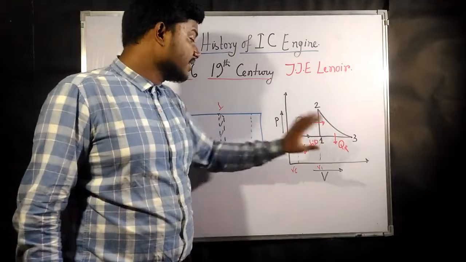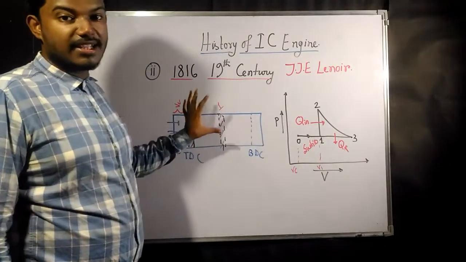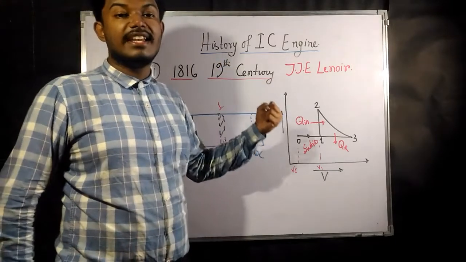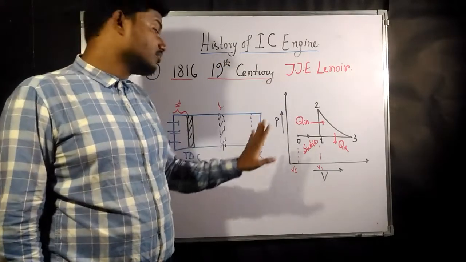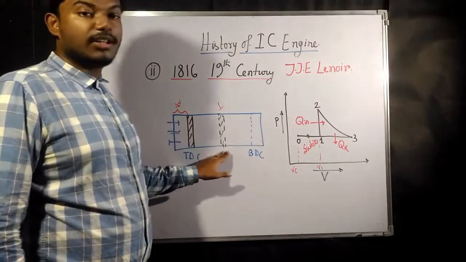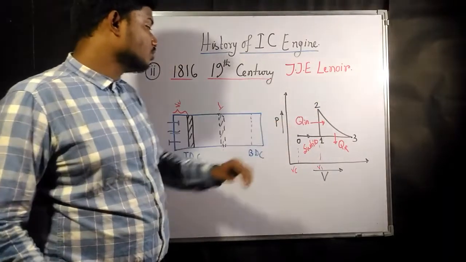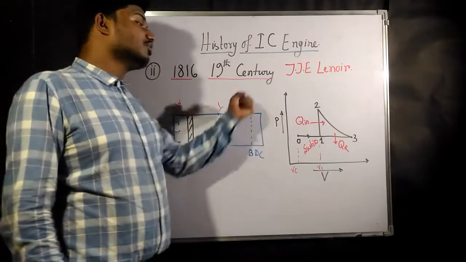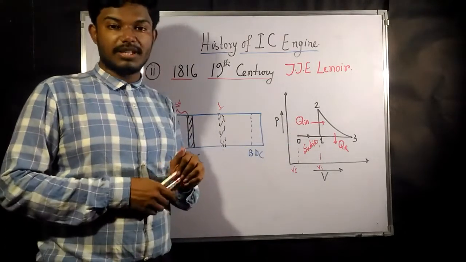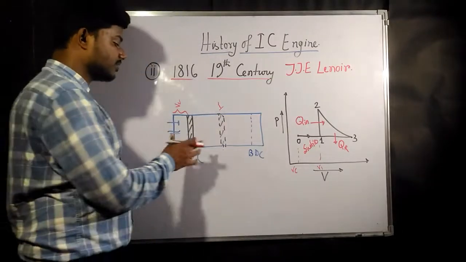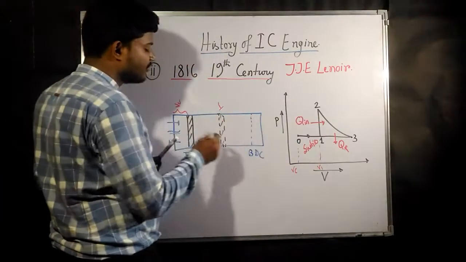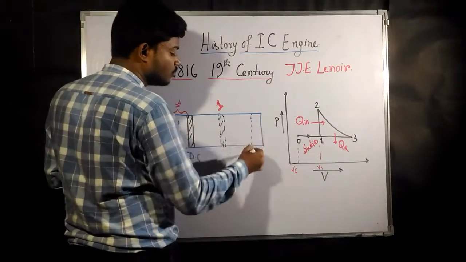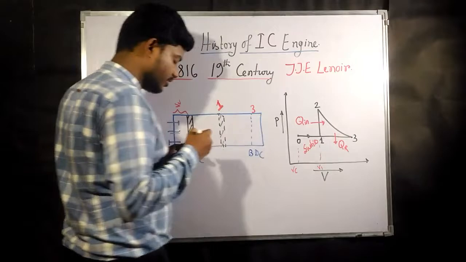Then after that, without any compression, they used to ignite this air fuel mixture, keeping the volume constant. That means from 1 to 2 is nothing but a constant volume process. Keeping the volume constant, heat addition takes place at constant volume. Now after that, it goes to point 3.